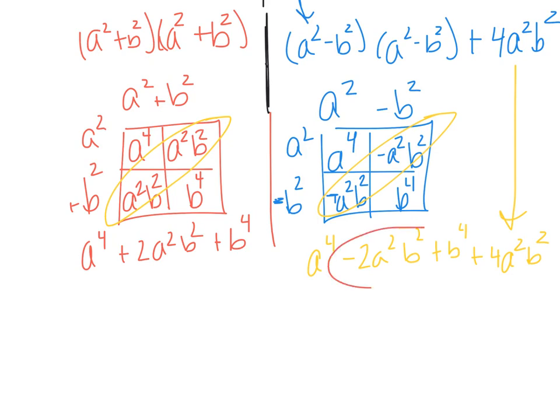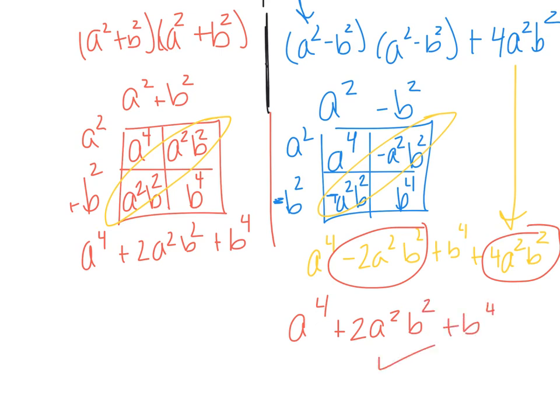These guys are like terms. So I can combine those by doing negative 2 plus 4, which is positive 2a squared b squared plus b to the fourth. And since this side is equivalent to that side, it has been proven.